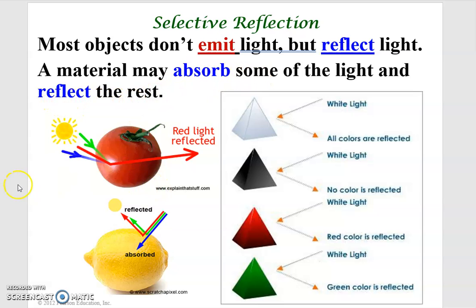So for example, here you have a tomato. Why does the tomato look red? The light source is the sun. The sun will shine a white light on the surface of the tomato. But the reason the skin looks red is because only the red light is reflected. The green and the blue light are absorbed, so it looks red.